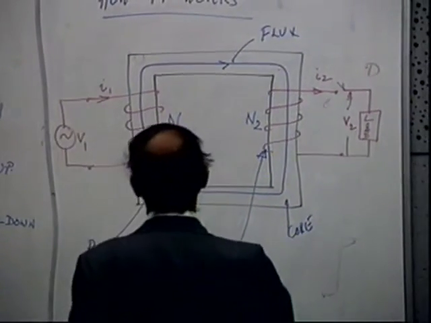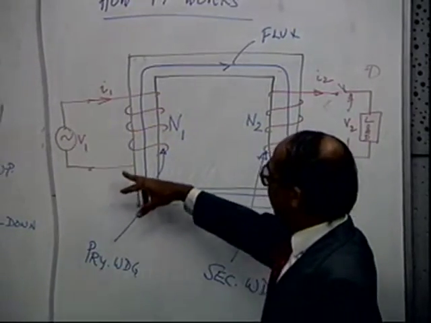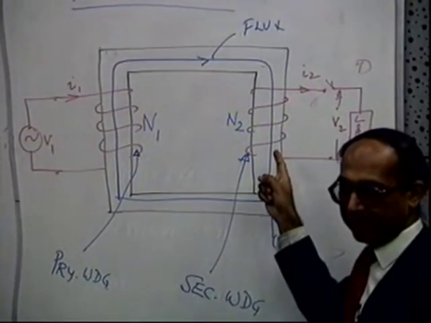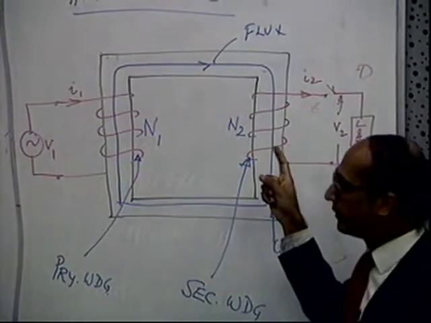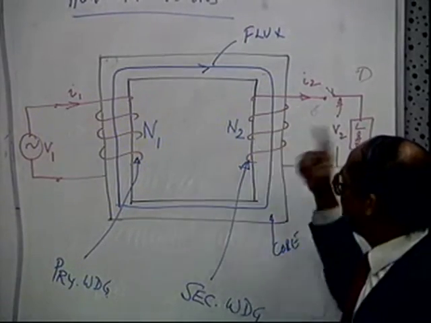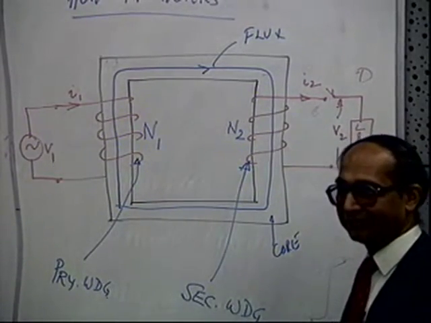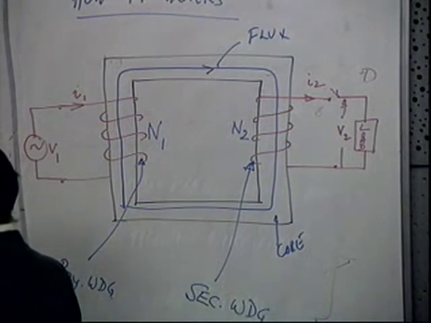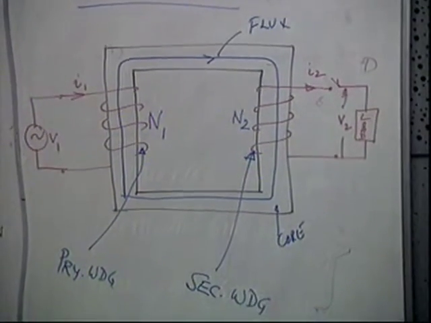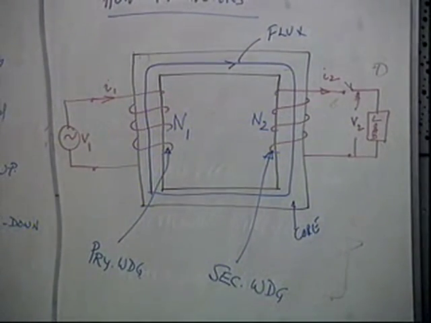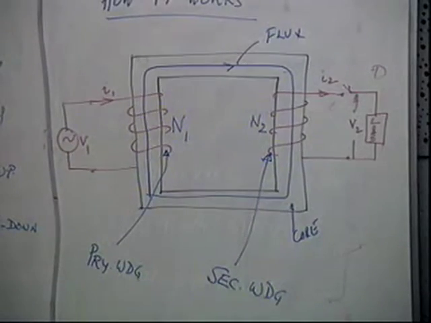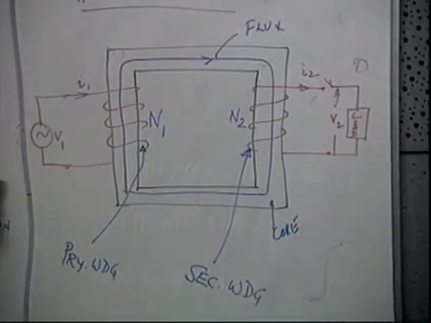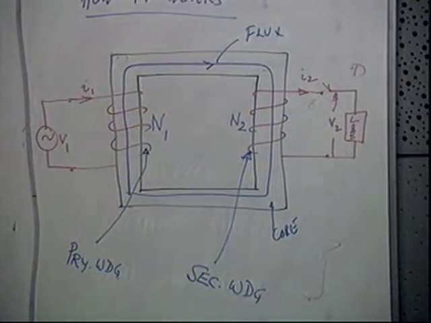how do you wind the secondary one? Okay. Is this a correct way, or should I go the other way around? Think about it. Is it a correct way if I have put it like this?